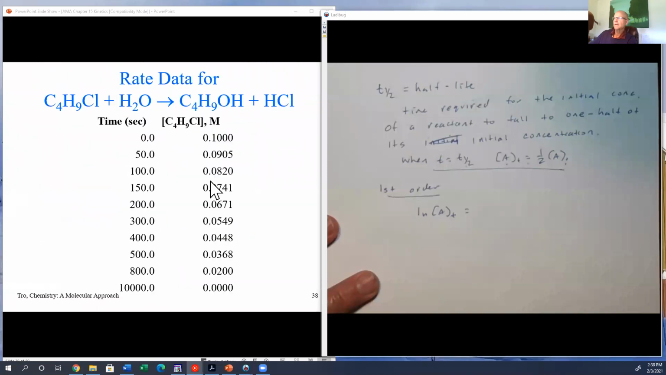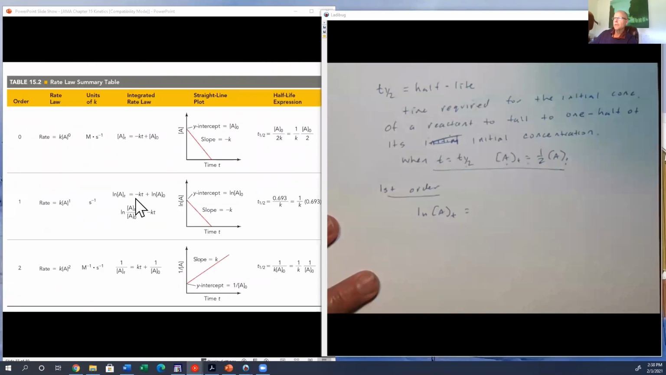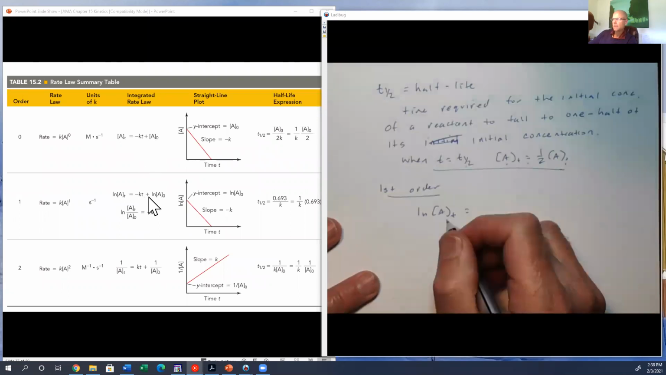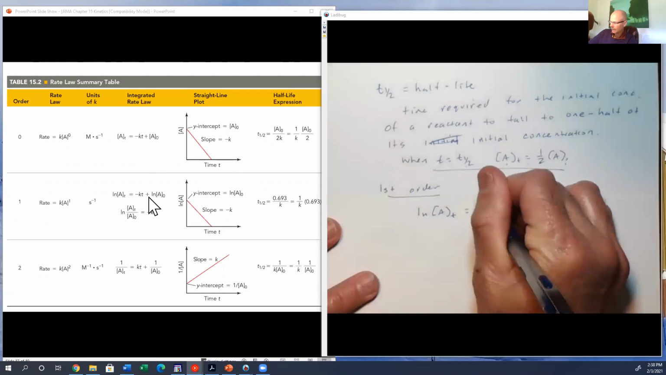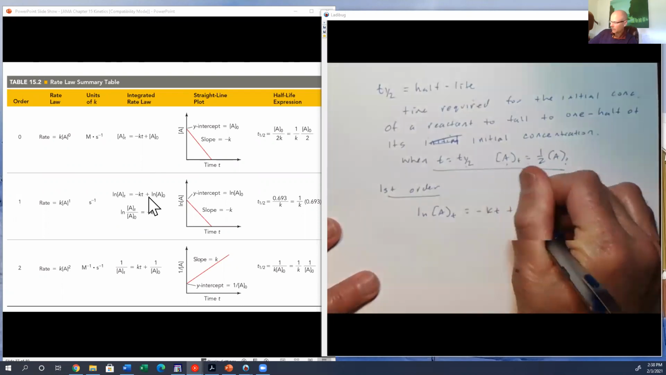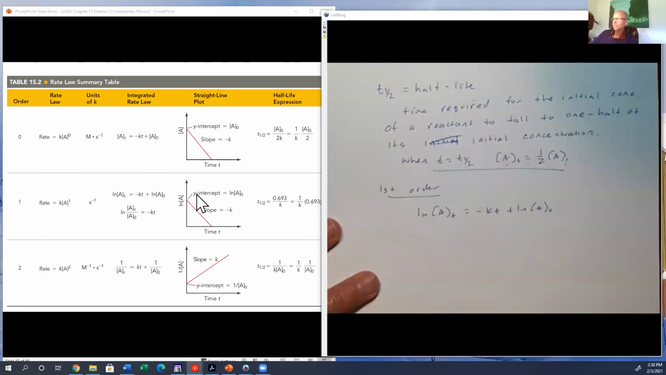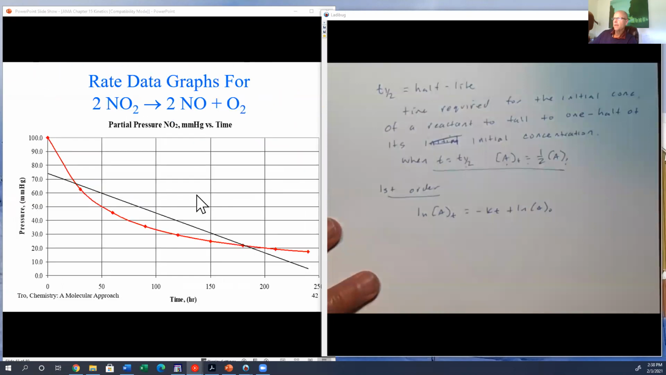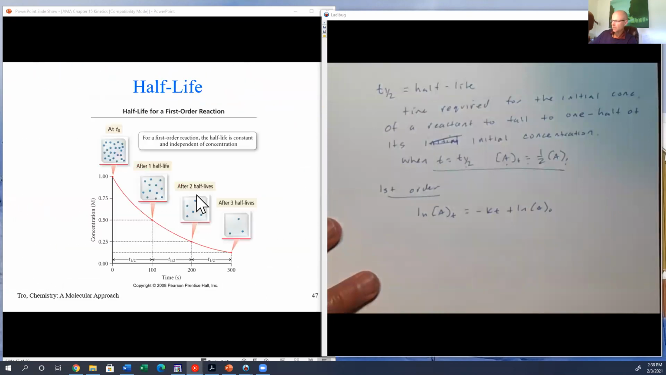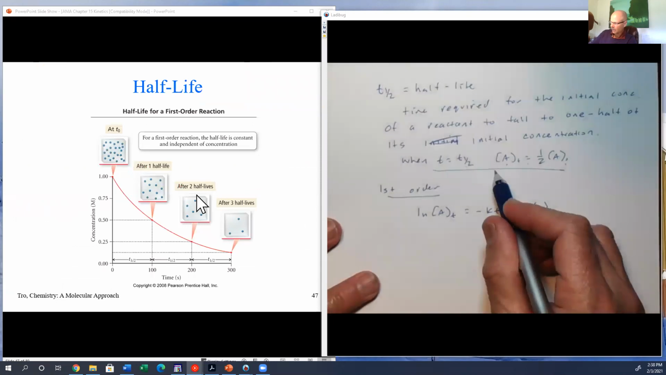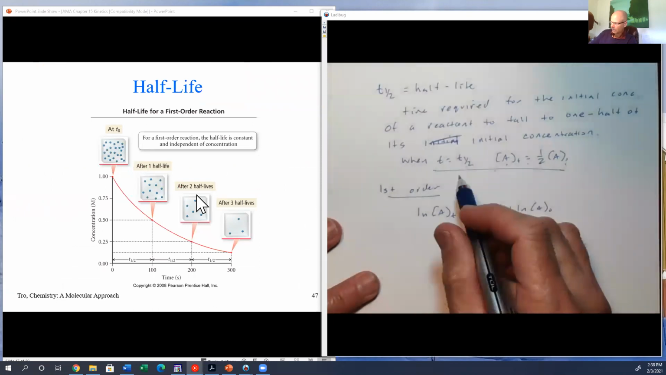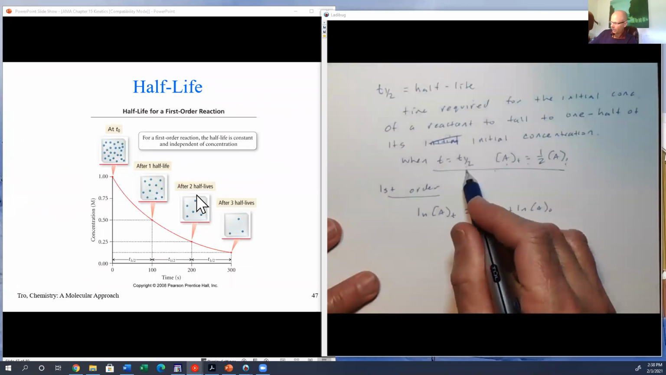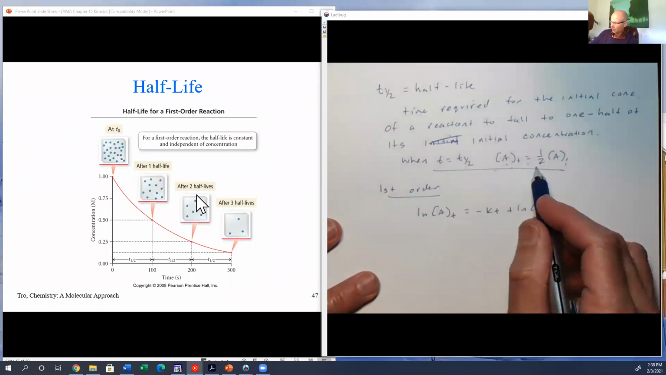It's your connection. Okay. From this master table, we can get these expressions, right? So this is a good master table to have at your fingertips. Log of A of t is equal to minus kt plus the natural log of A0, right? For a first order reaction. And then I'm going to use this definition and I'm going to say, okay, when t is equal to T 1/2, A of t is equal to 1/2 A0.